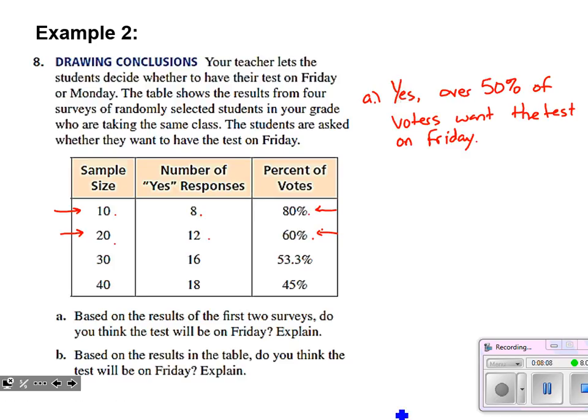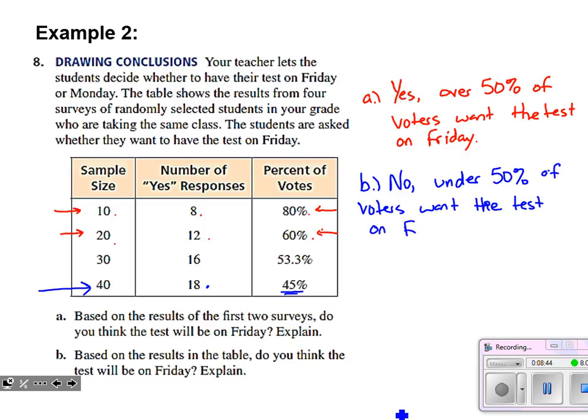Okay, and then letter B says, based on the results in the table, so not just the first 2 surveys, but the final results in the table, do you think the test will be on Friday? So once we've surveyed 40 people, only 18 of them said yes, let's have this test on Friday. That's only 45% of the votes. So by the time we've finished our survey, no, now under 50% of voters want the test on Friday, and that's a minority. So chances are you will get the weekend to study, and that test will be given on Monday.